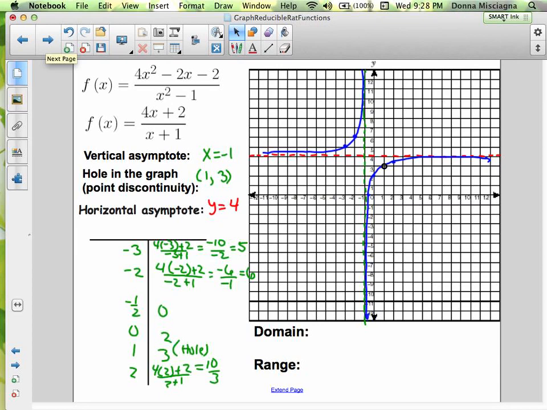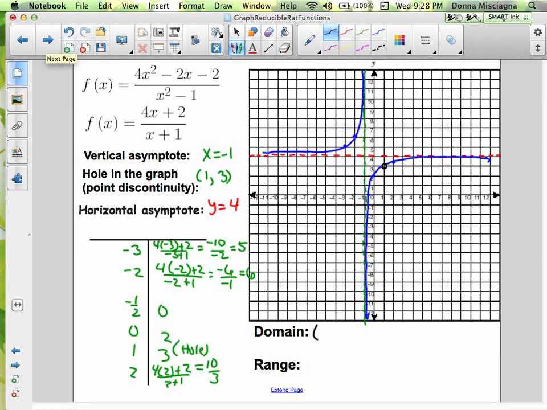So now we just need domain and range. So this is very much like the graphs we started with, except we have a hole in it. All right? So these are really not very difficult to graph because thankfully the hole makes the degree smaller. All right, so let's do the domain and range.